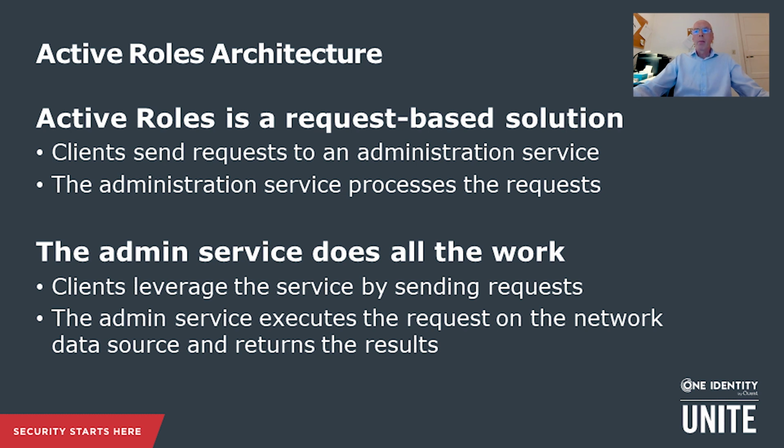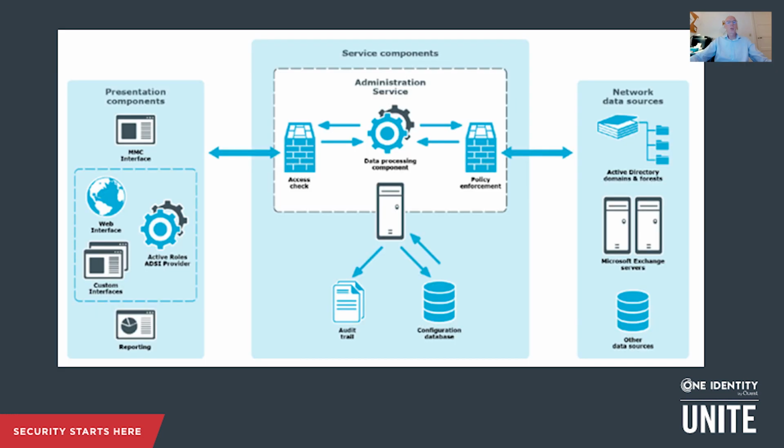Active Roles is a 3-tier model solution: presentation, application, and data. And we refer to the data layer as the network data sources. The key point to understand about Active Roles is that clients send a request and the admin service does all the work. Just to highlight this, here's an overview of the architecture.